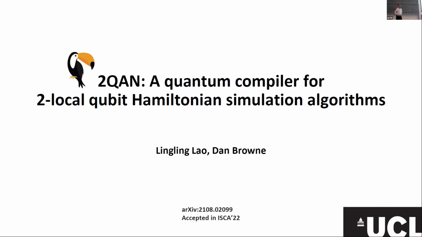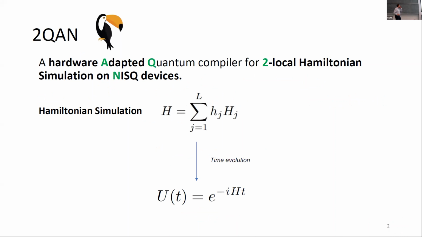That's a Toucan, if you're wondering, which is a compiler we've developed for a specific application on quantum computers. So Toucan sort of stands for a hardware-adapted quantum compiler for two local Hamiltonian simulation on NISQ devices. We took a little bit of license with the ordering, and that's, in a sense, an analogy for the way Toucan works, which we'll see in a moment.